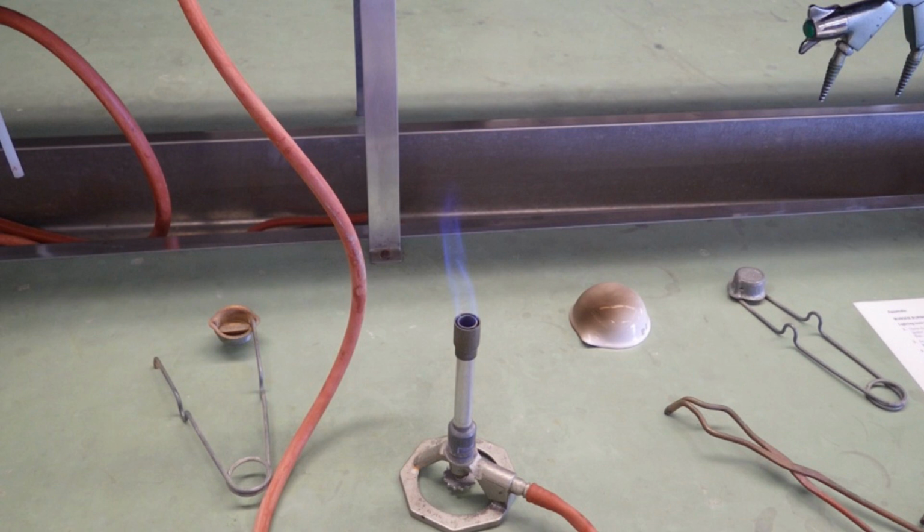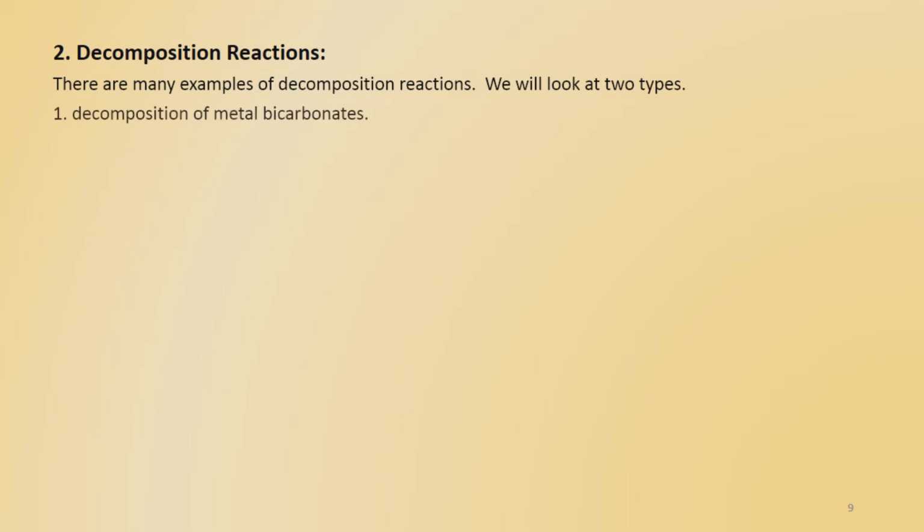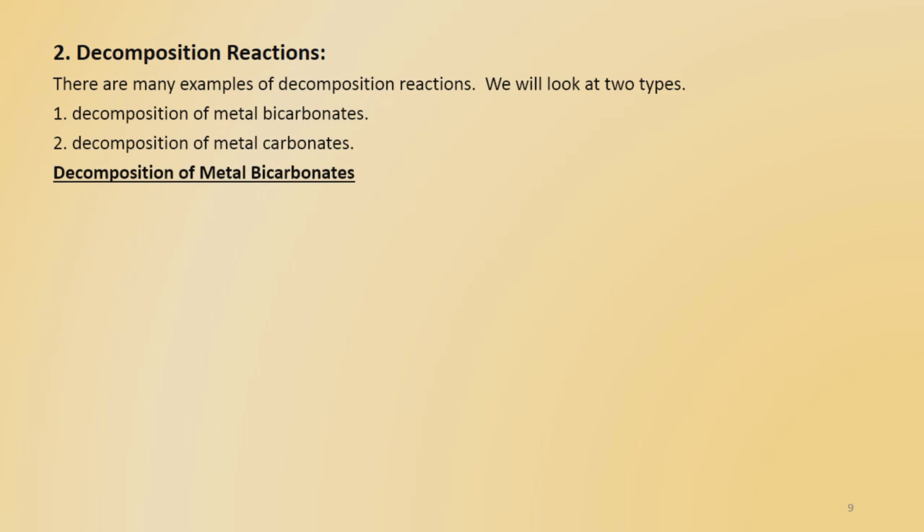The third type of chemical reaction we'll look at in this experiment is a decomposition reaction. And there are many examples of decomposition reactions. We're only going to look at 2 types. First, the decomposition of a metal bicarbonate, and secondly, the decomposition of a metal carbonate. The decomposition of metal bicarbonates. A metal hydrogen carbonate, which is the same as a metal bicarbonate, will decompose on heating.